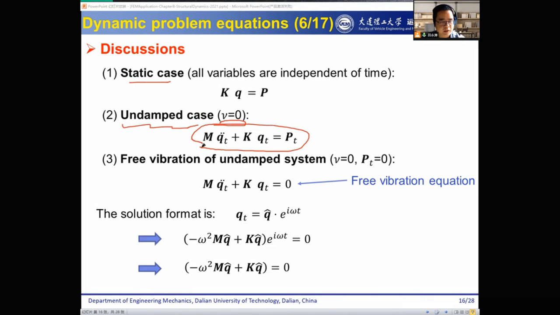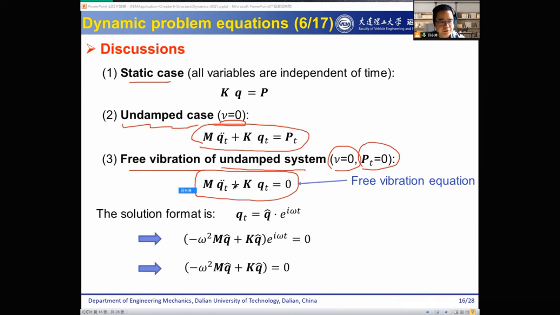Okay, and there's another case: free vibration of the undamped system, which means there's no damping. There's no damping also because it's free vibration, so there's no external force. The external force is 0. So then the equation is reduced to this format.